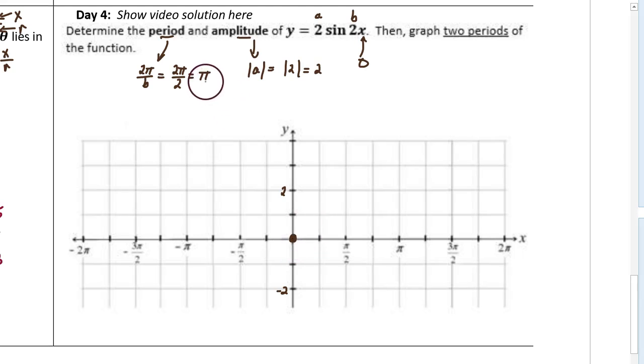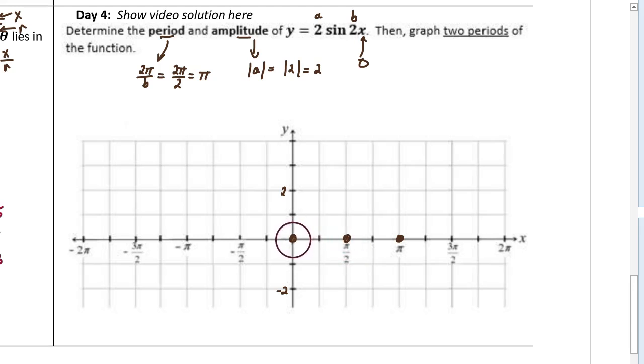Because the period is pi units, when you travel pi units to the right, which is this mark right here, the dot would be back at that same height of 0. Halfway between this dot at 0 and this dot at pi, there is another dot on the x-axis. And that's this mark right here, which has been labeled pi over 2. There's going to be a dot there.